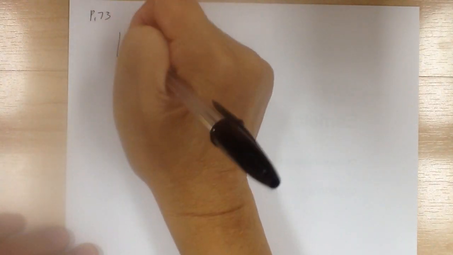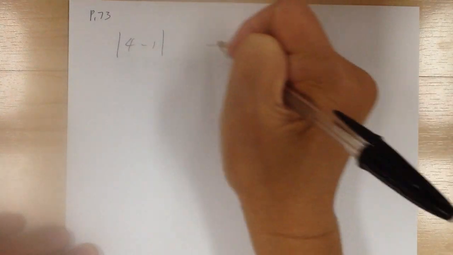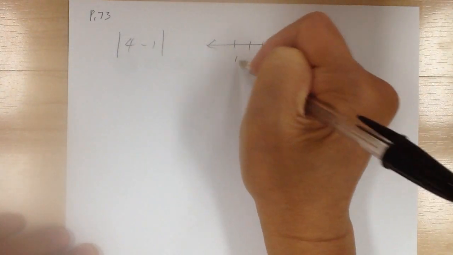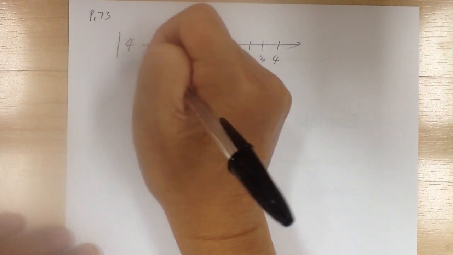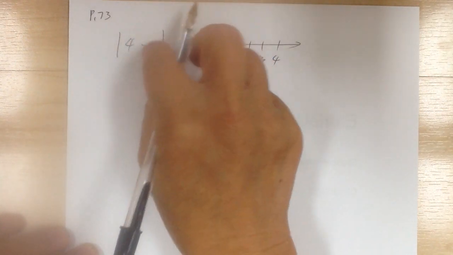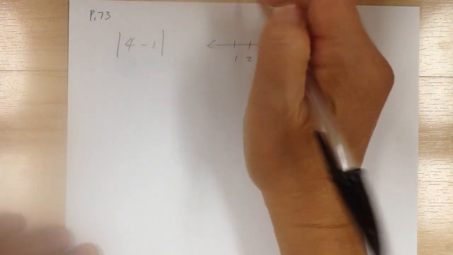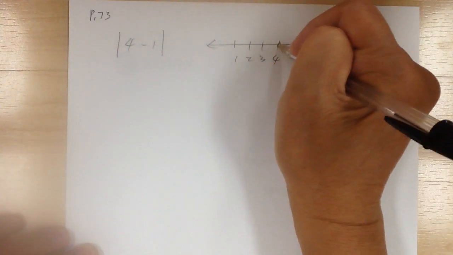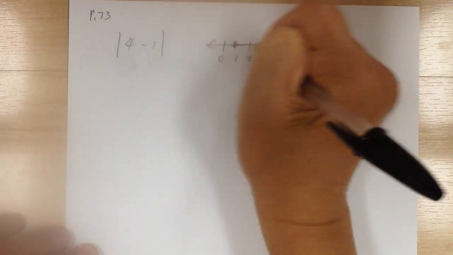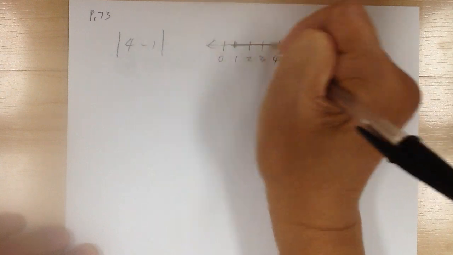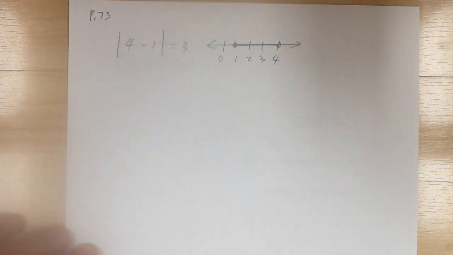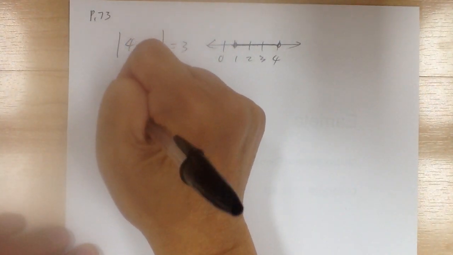Okay, so the definition of absolute value means the distance. So let's say if you have the absolute value of 4 minus 1. This means the distance between those two numbers. So 4 minus 1 means the distance between 4 and 1. So that's your distance over here. So the answer would be, the distance would be 3.